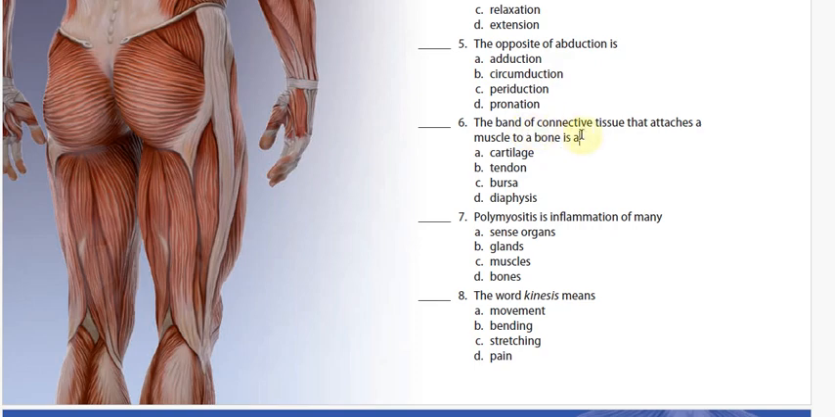Question 6. The band of connective tissue that attaches a muscle to a bone is called a tendon. I think this was quite easy. Question 7. Polymyositis is the inflammation of many muscles. You're familiar with the word poly, which means many. Polymyositis: myo means muscles, and itis is called the inflammation. So polymyositis, inflammation of many muscles.